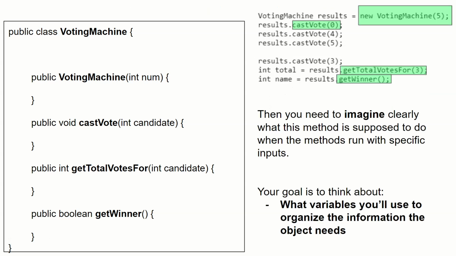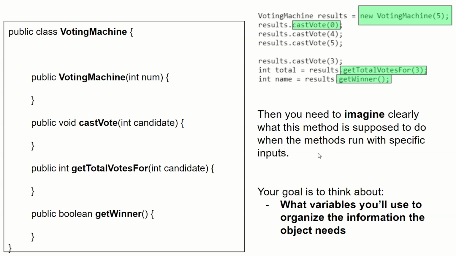So the next step is to clearly imagine what is going to happen inside this object as it's being run. Because each method is supposed to do something to the object's variables, or with the object's variables. I've removed the comments that say what's happening, but the idea is we're going to create a voting machine that tracks the votes for 5 candidates. And then we're going to vote for candidate 0, and then 4, and then 5, and then 3. And then we're going to ask, how many total votes did candidate 3 get?